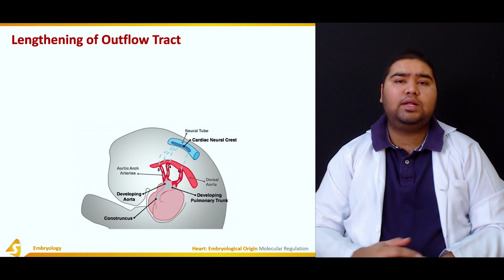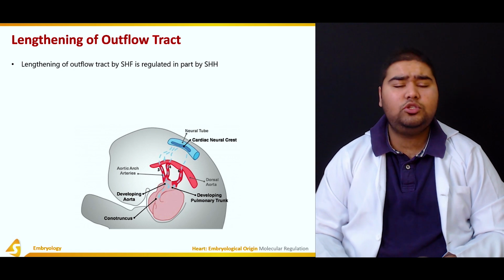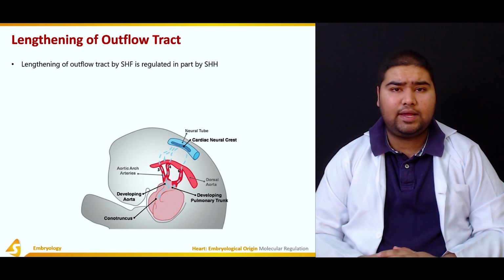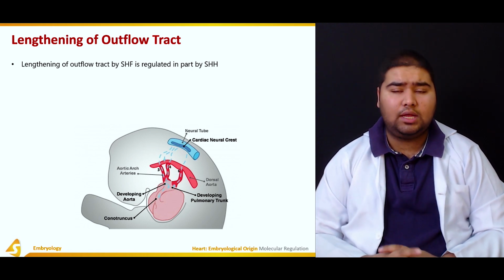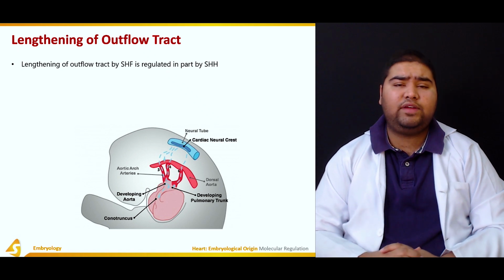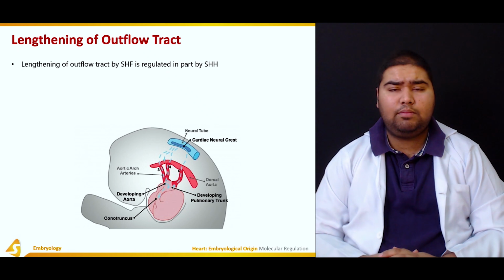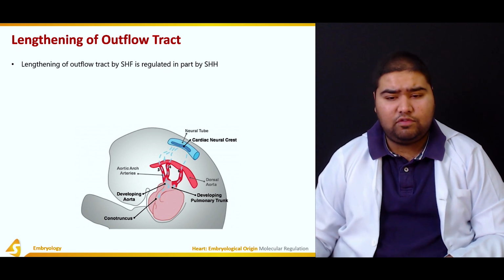Now moving on, let's talk about lengthening of the outflow tracts. The lengthening of the outflow tracts is by the secondary heart field, and it is regulated by the sonic hedgehog gene. Sonic hedgehog is a very important gene which is expressed throughout the embryo and plays a lot of roles. One of the roles is the elongation of the outflow tracts.